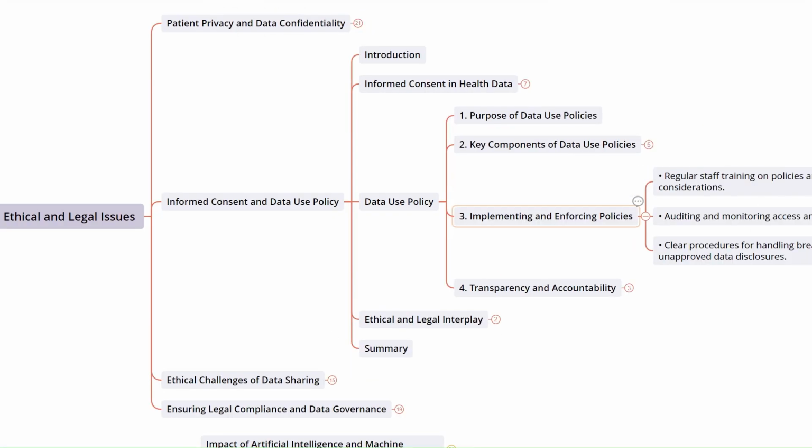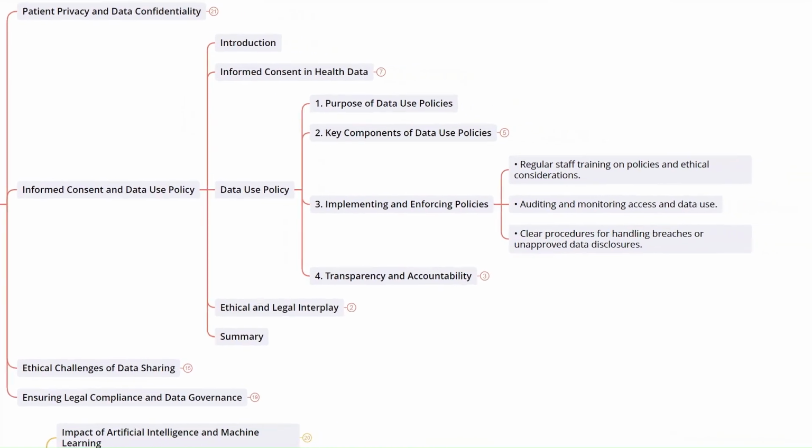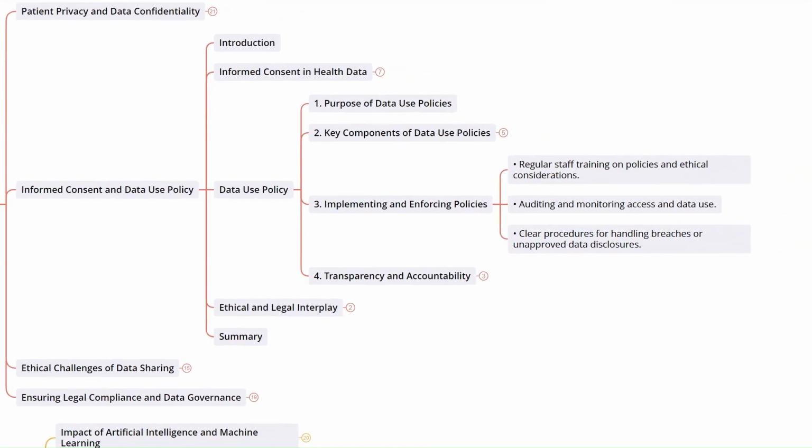Next, implementing and enforcing policies. These include regular staff training on policies and ethical considerations, auditing and monitoring access and data use, and clear procedures for handling breaches or unapproved data disclosures.